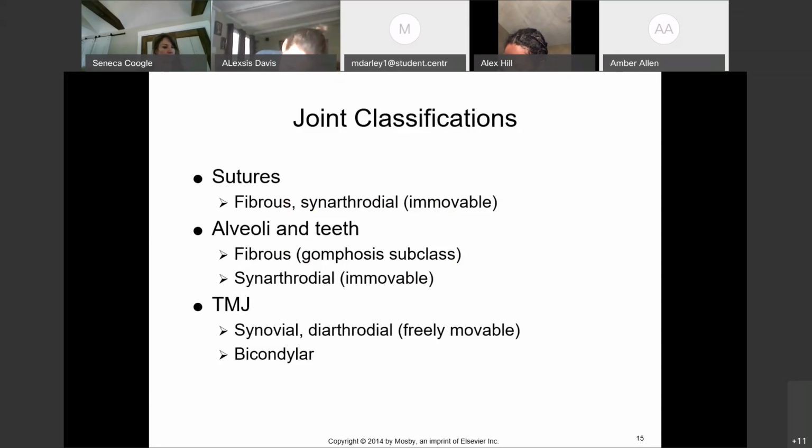All right, so I'm going to go into the sinuses. Does anyone have any questions that I can answer about facial bones besides the mandible?